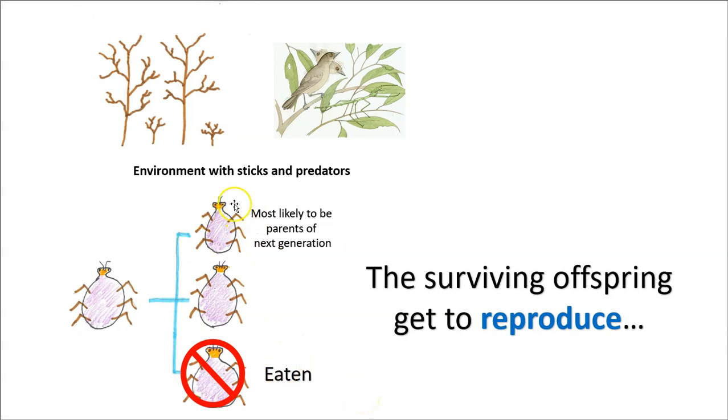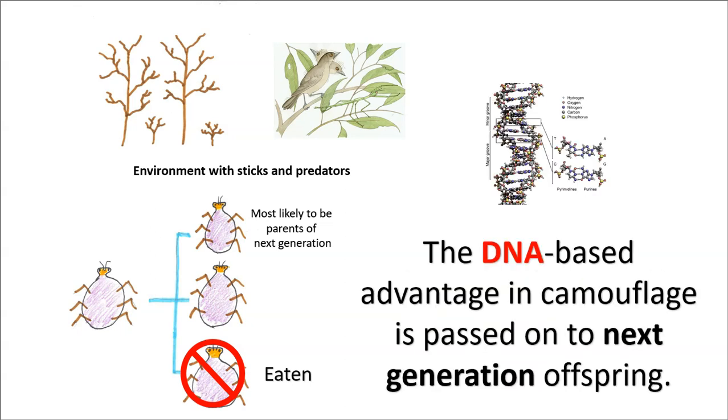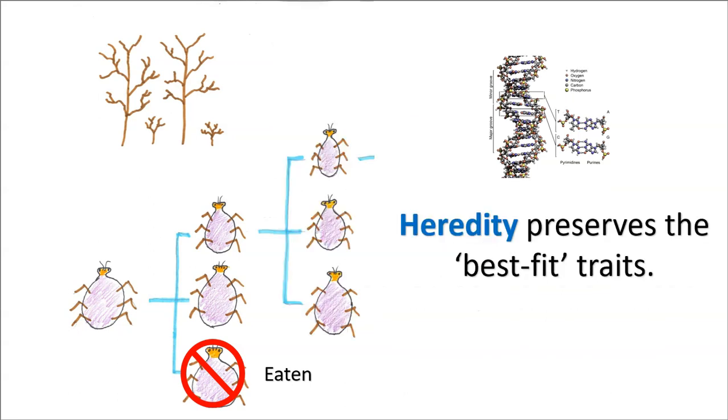The surviving offspring get to reproduce. So the individuals that escape detection, they're the ones that are going to be the parents of the next generation. And the DNA-based advantage in camouflage is going to be passed on to the next generation offspring. And so here we see then the role of heredity. Heredity preserves the best fit traits. Notice it's these ones up here, the thinnest bodied ones, that are going to tend to be the ones to be parents. So we're drawing the line from this individual.